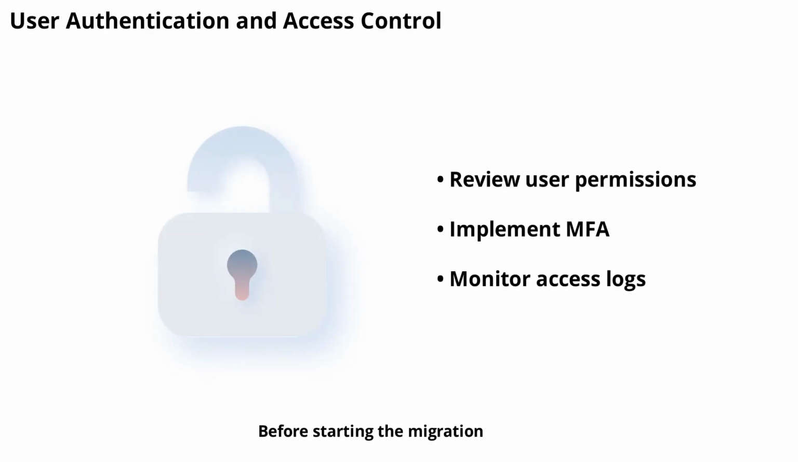Before starting the migration, review user authentication and access controls on both the source and target platforms. Ensure that only authorized personnel can access sensitive data during the migration. Implement multi-factor authentication, MFA, wherever possible. Restrict permissions to the minimum necessary, and monitor access logs for any unusual activity. Proper access control is a fundamental layer of defense against data breaches.